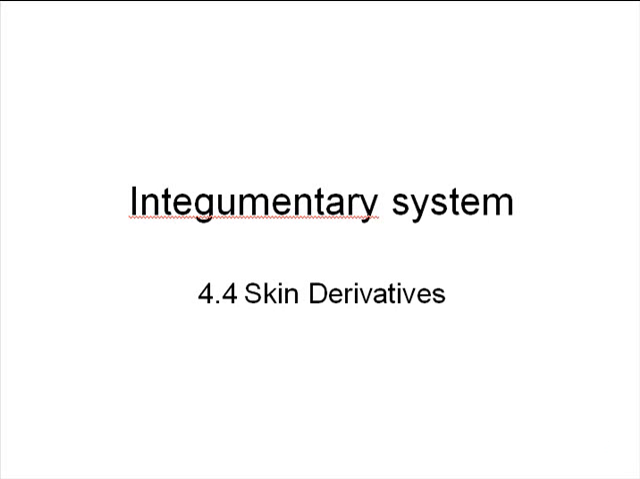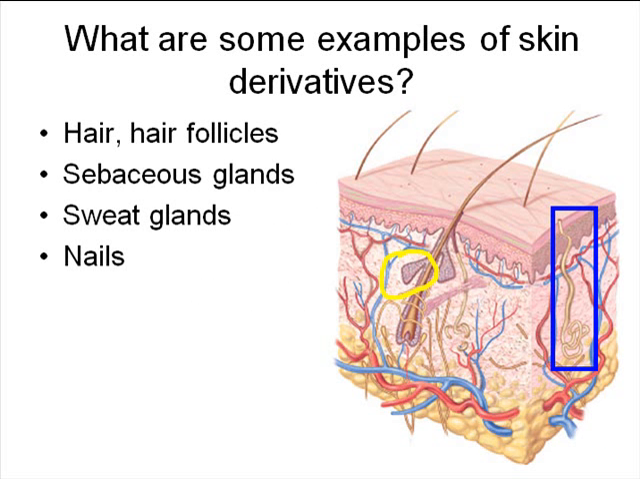Next up, we're going to talk about some skin derivatives. These are different types of tissue that are produced from epidermis and are often located in the dermis, and that serve a variety of modified functions for the integumentary system. So we're going to be talking about things like hairs and hair follicles. We're going to talk about different types of glands, like sweat glands and something else called sebaceous glands. And we're also going to briefly discuss nails and what they're all about.